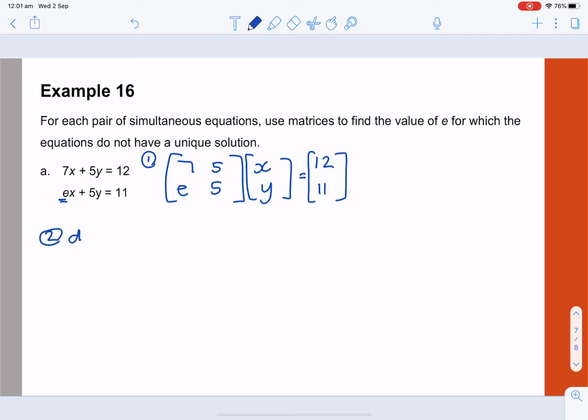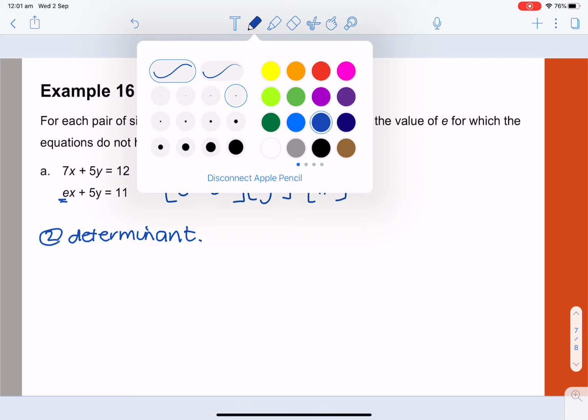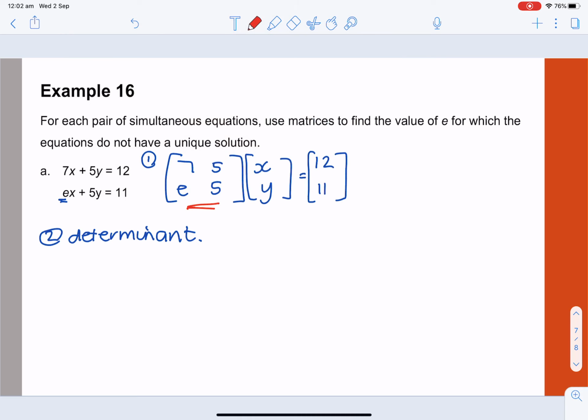Second step, determinant. So we take our, again, square matrix, because this is where our unknown is. This is where we're trying to find our e. Remembering that AD minus BC is my determinant. In this case, I have 7 times 5 minus 5 times e, which is 35 minus 5e. It is okay if your determinant has a pronumeral or an unknown in it, because our aim is to find it.